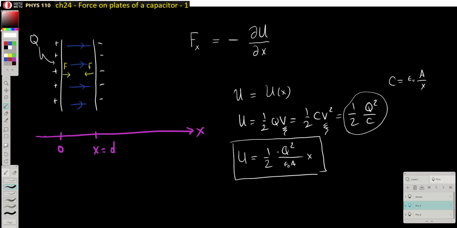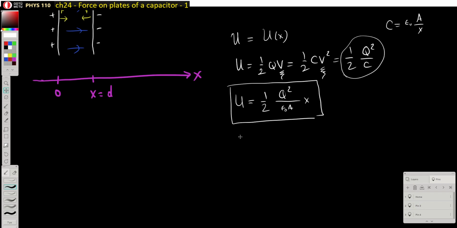I will actually compute the value of that expression when X is equal to D. That's also given, but here it is a variable. Right? Let's see that potential energy as a function of position has this linear behavior. So it increases when X increases. So we know that force is in the direction of decreasing potential energy. So yes, the force has to be along the negative X direction.